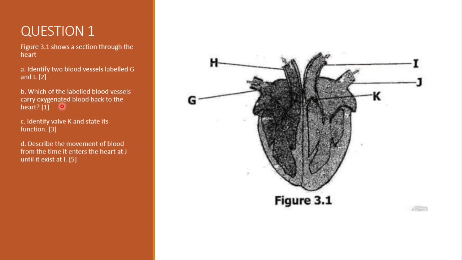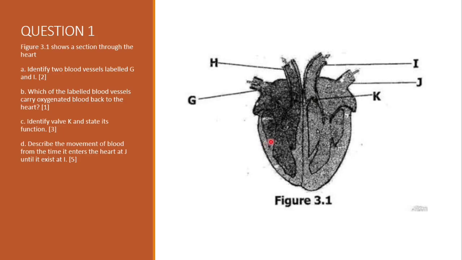Alright, let's look at B. Which of the labeled blood vessels carry oxygenated blood back to the heart? Oxygenated blood is blood that contains oxygen. If we say deoxygenated blood, that simply means blood that does not contain oxygen.